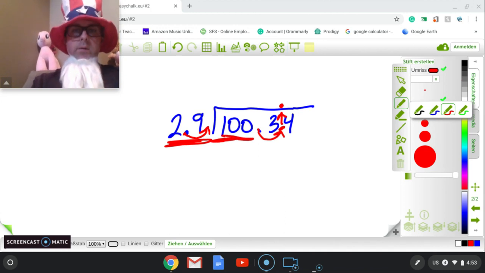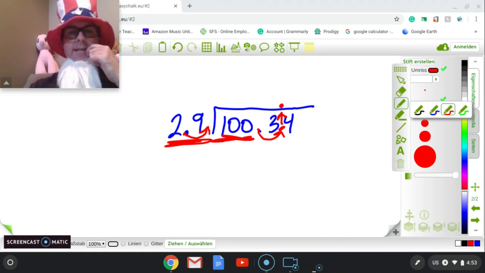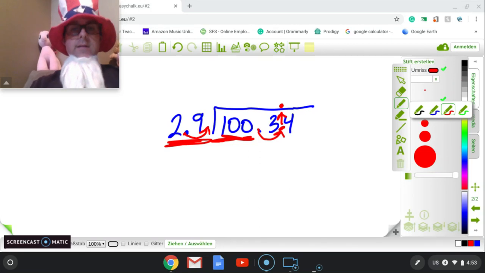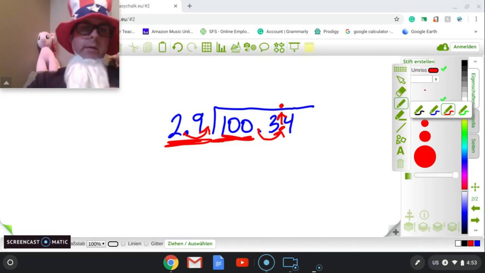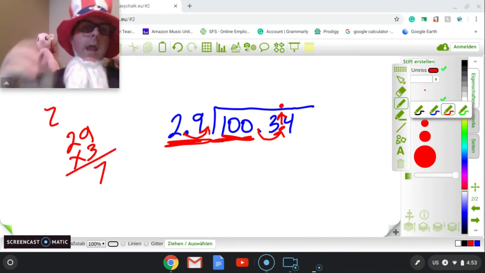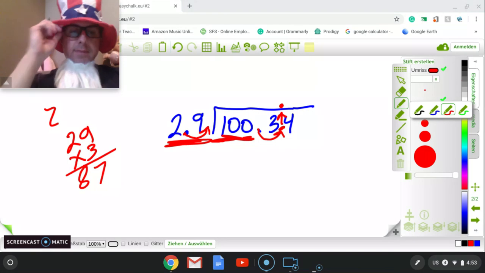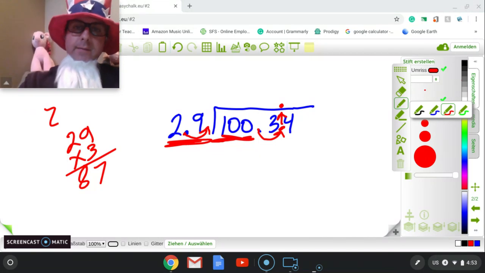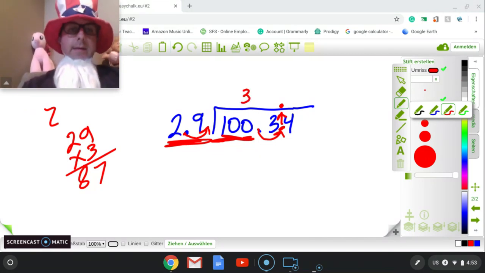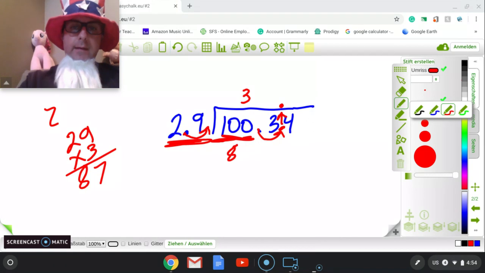Will 29 fit into 100? Yes. Just to estimate this, 29 is about 30, so we can count by 30s. 30, 60, 90, which would be 3 times. So we need to take 29 times 3. 9 times 3 is 27. 3 times 2 is 6, plus 2 is 8. So it's going to be 87. So I'm going to put my 3 above my second 0. 3 times 29 is 87.